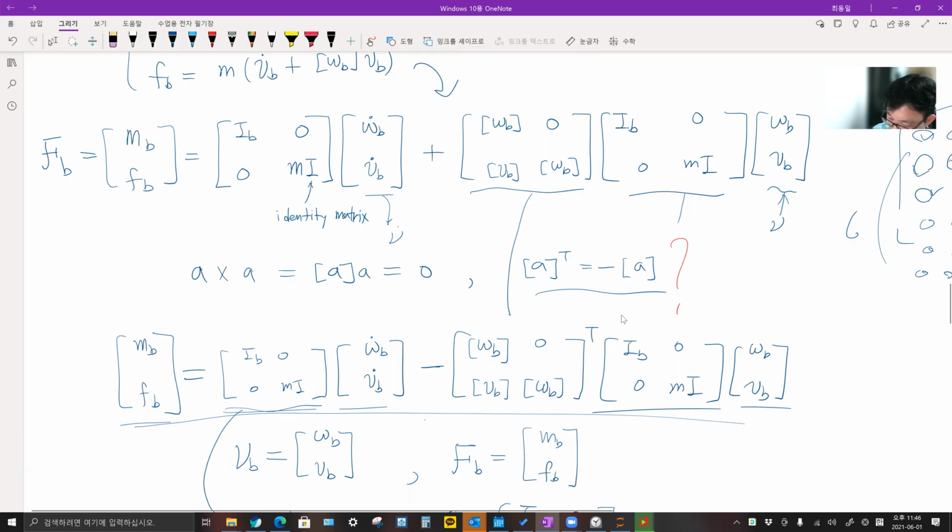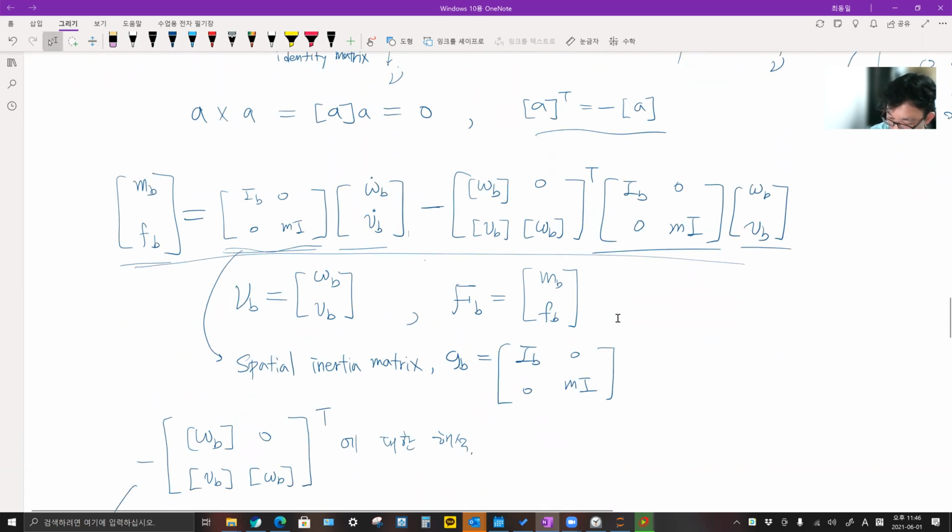And the relationship transpose and minus, we take the transpose here and take the minus here. So the wrench equals moment, force, and this equation.